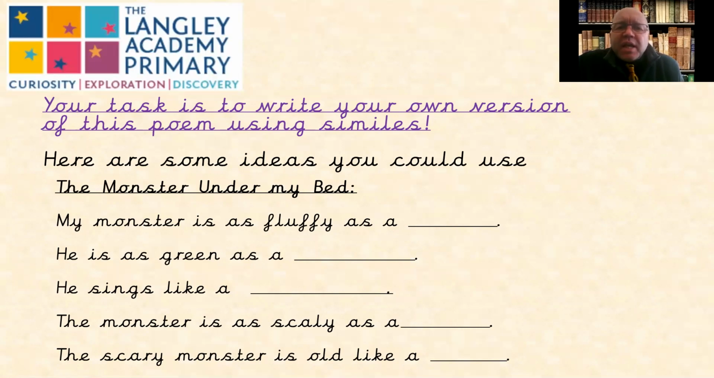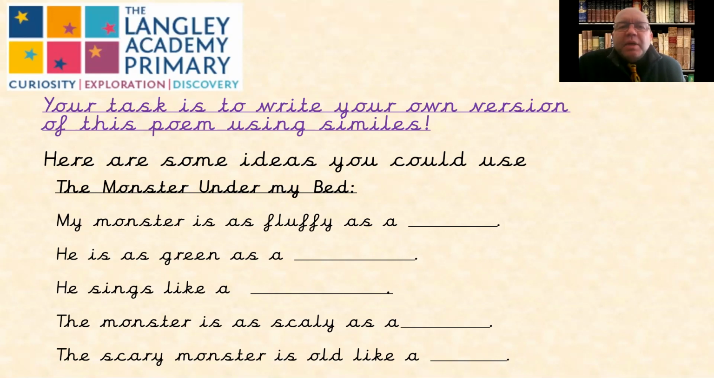Okay, so I'm going to set you a minimum. So minimum is the least I want to see. I think everyone in year 5 should be able to write at least 10 similes to describe their monster under the bed. Okay? Now, if you want to go beyond that and write even more, fabulous. Go for it and enjoy it. But everyone, I want to see at least 10 similes, at least 10 descriptive sentences describing this fictional monster that might live under your bed.